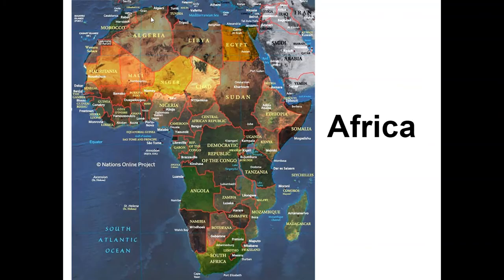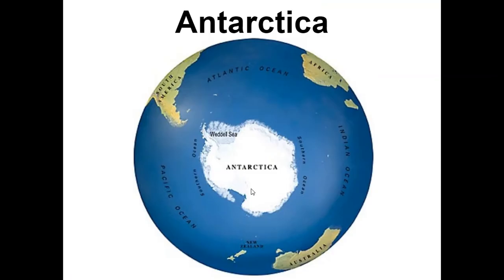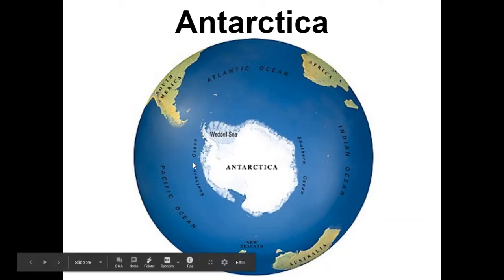And then we have Africa, okay? Countries such as Egypt, Algeria, Libya, Sudan, Ethiopia, Somalia. This is Africa. Antarctica. So Antarctica is the only continent that is not settled, and it is on the South Pole.